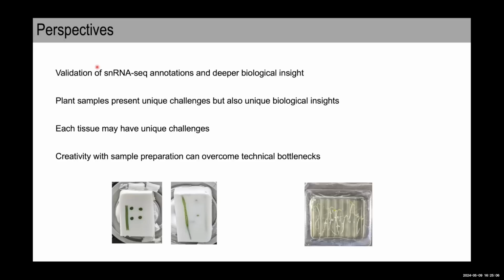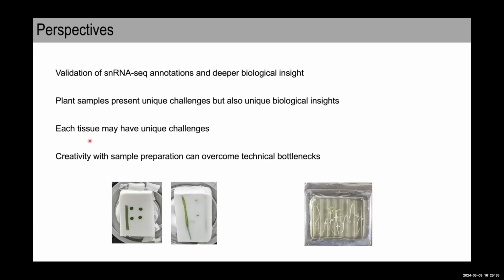But really, I think plant samples do present some unique challenges not present in animal systems, such as the cell wall, but also provide some unique biological insights where the cells do not renew, unlike animal cells. So we actually have this natural developmental gradient that's ingrained in each of our tissues. And really, each tissue may have some different challenges that may be unique. So it's really just kind of perseverance.